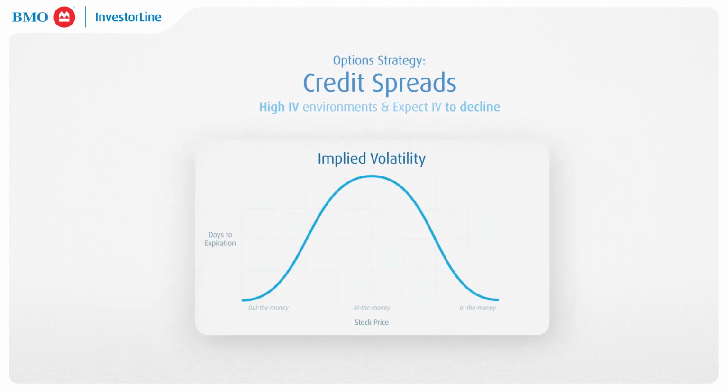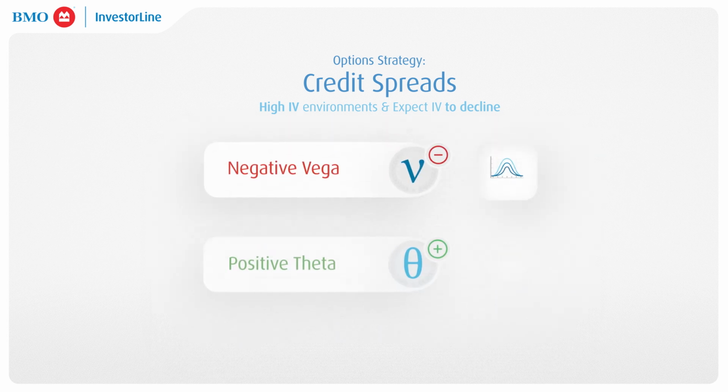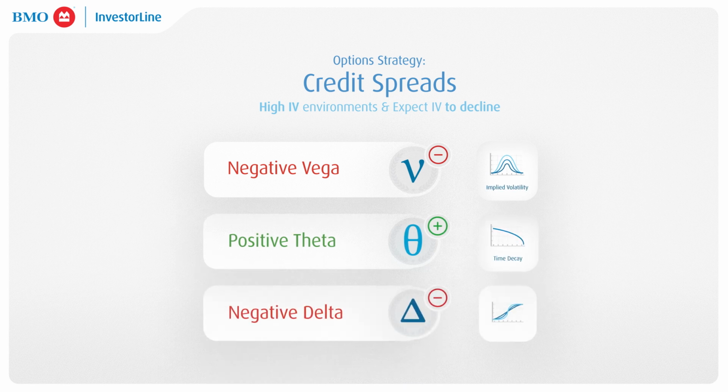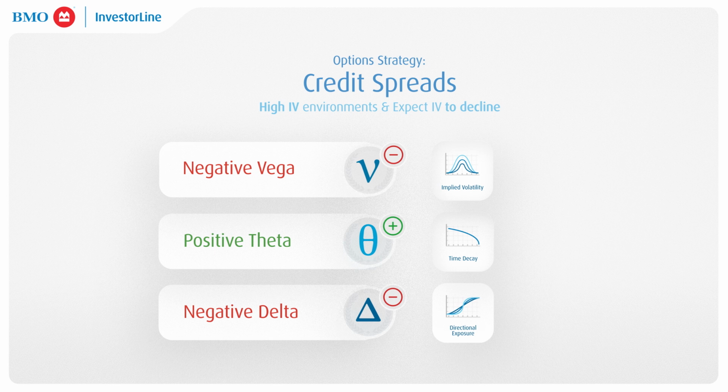Credit spreads, however, are used in high IV environments, where you expect IV to decline. It provides short vega and positive theta exposure, and a sizable delta exposure as well. This translates to a strategy that benefits from a decline in IV and passage of time. However, the exposure to the underlying can potentially benefit or work against the profit and loss of the position.